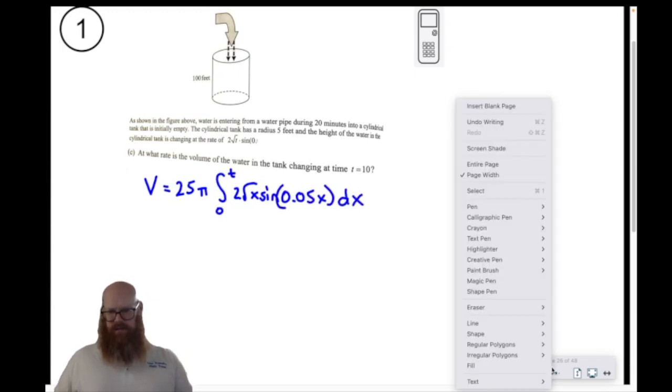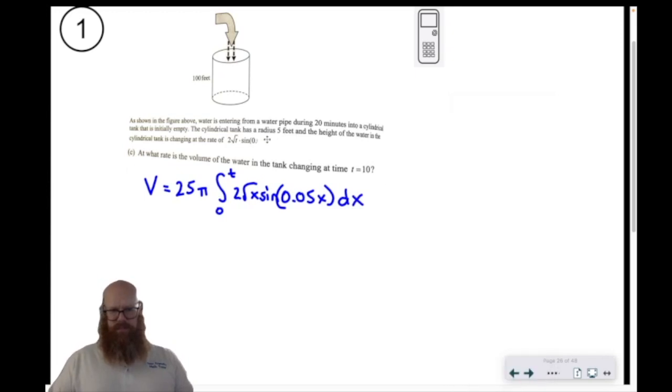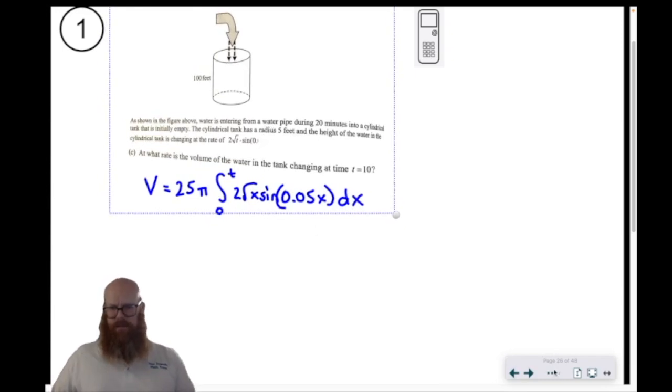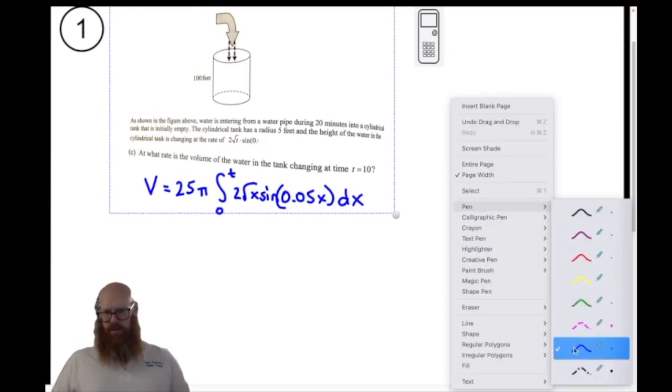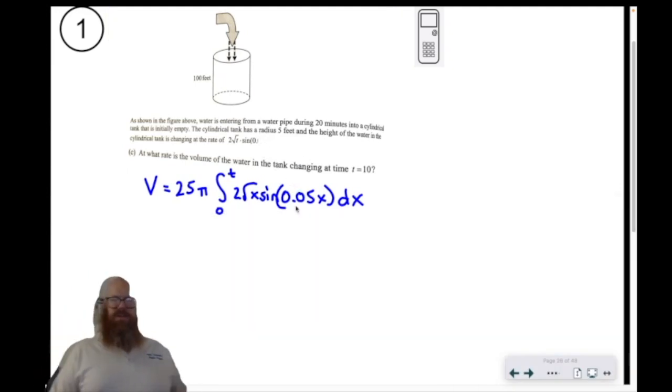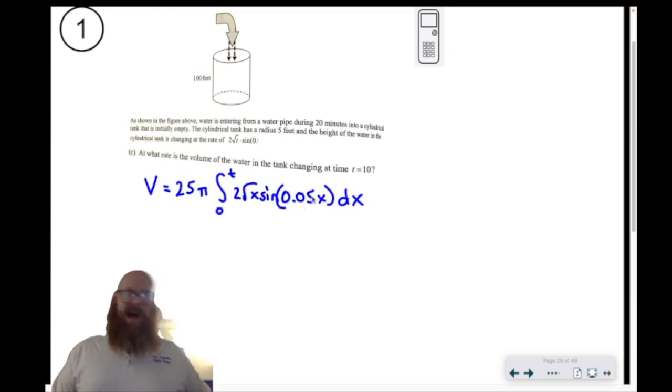And I think it's covered up here. Hold on, let me see something. Yeah, that got covered up here. That's the function. So if you couldn't see that before, it's supposed to be 0.05x. Really 0.05t, but then I replaced it with x.